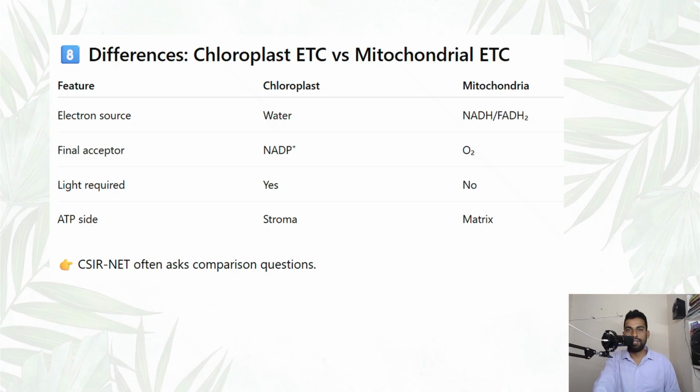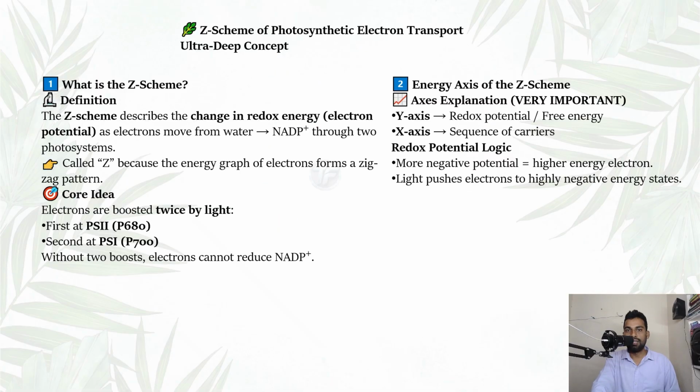Which side does ATP get formed? It is formed in the stroma here. It is formed in the mitochondrial matrix here. Let us see the Z scheme in a little depth. What is the Z scheme? The Z scheme describes the change in redox energy, the electron potential, as electrons move from water to NADP plus through two photosystems, that is PS1 and PS2. This is called Z, so it is like a Z. That's why we call it the Z scheme. It is in zigzag order. Here electrons are moving in zigzag order.